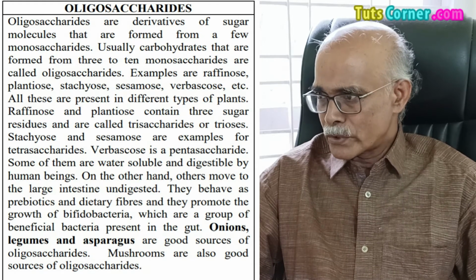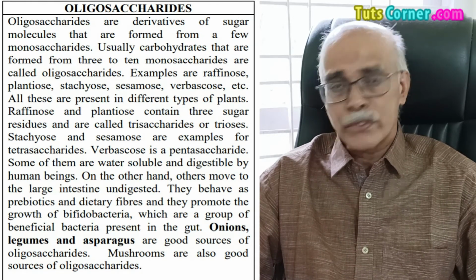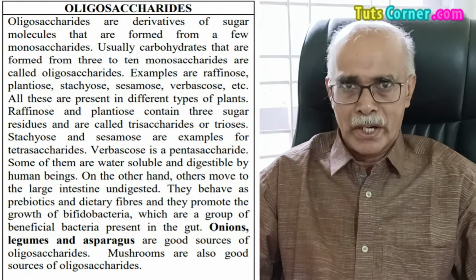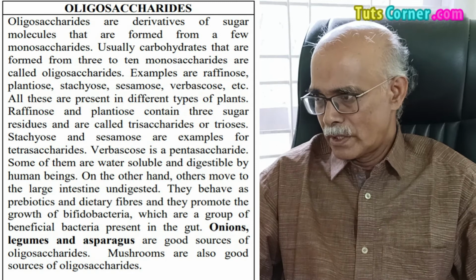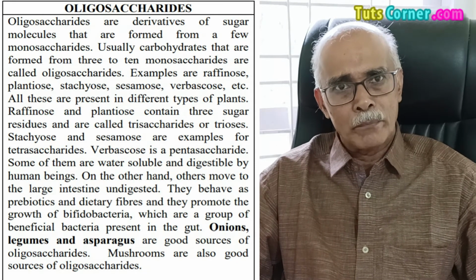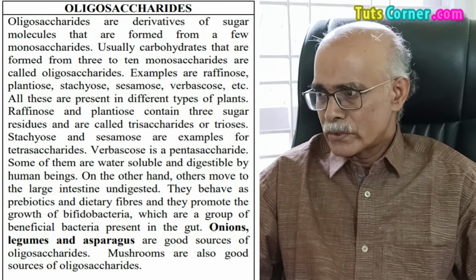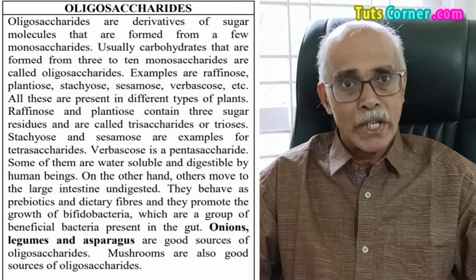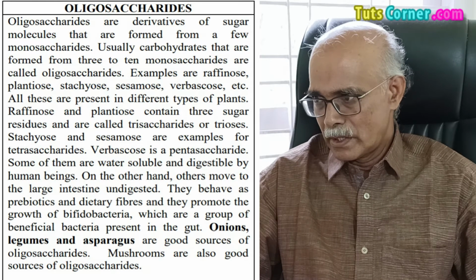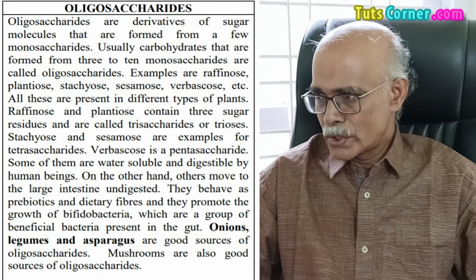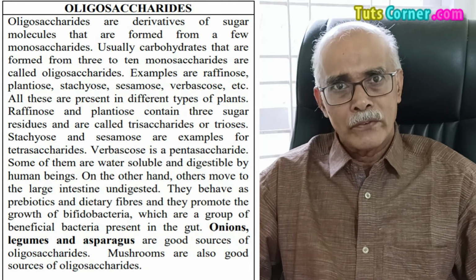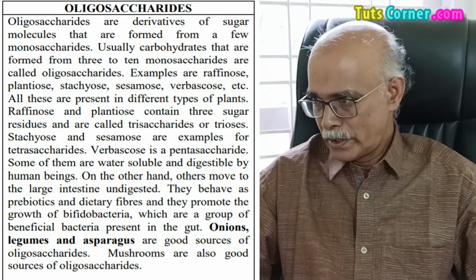Raffinose and planteose contain 3 sugar residues, and they can be called trisaccharides, or you can also call them trioses. Stachyose and sesamose are examples of tetrasaccharides, whereas verbascose is a pentasaccharide with 5 sugar moieties in it.